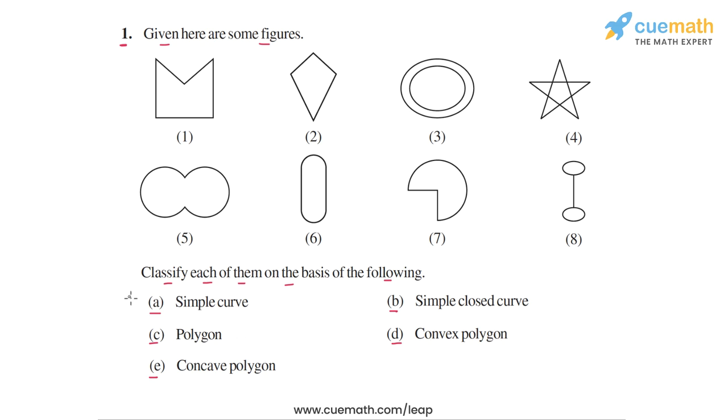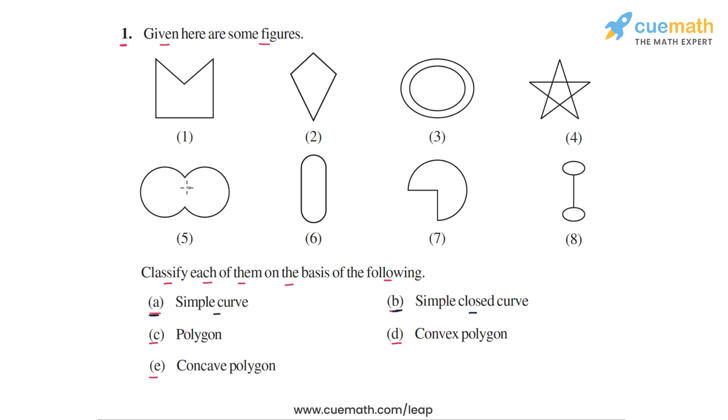So let's start with the first category, simple curve, and let's also do the second one along with the first. So simple curve and simple closed curve. From these 8 figures that we see, let's identify which ones are simple curves and which ones are simple closed curves. Now, what is a simple curve? A simple curve is a curve that does not cross itself, and a simple closed curve is a closed curve that is simple, which basically means that it does not cross itself.